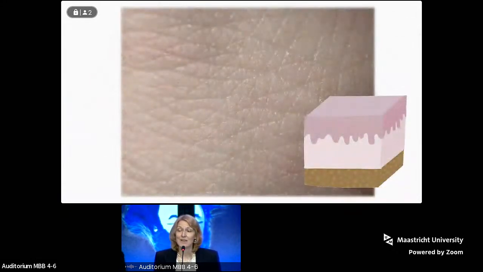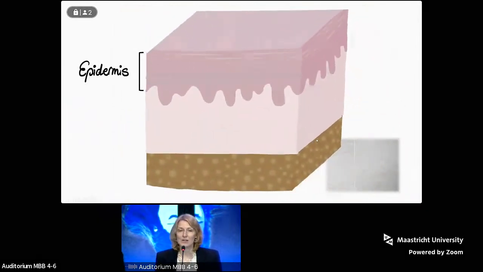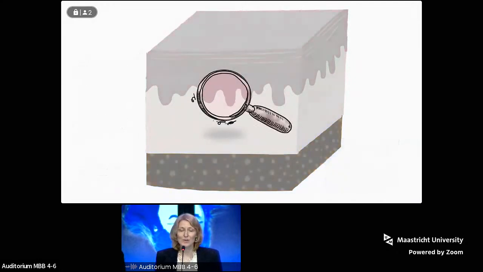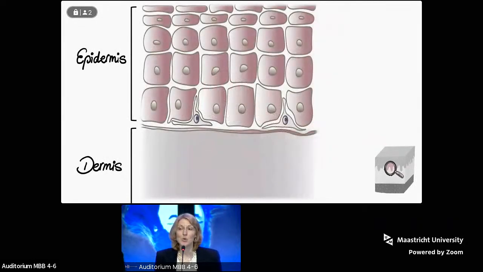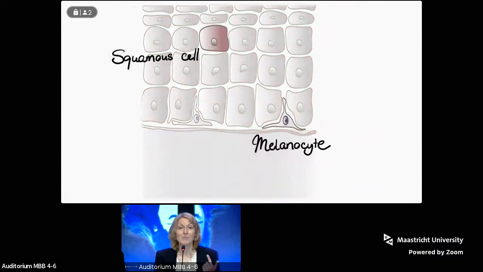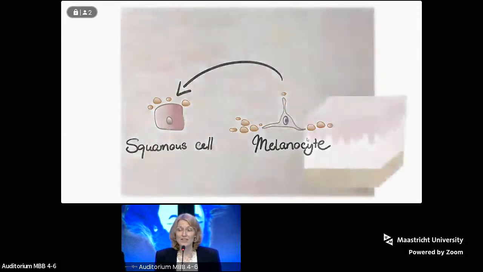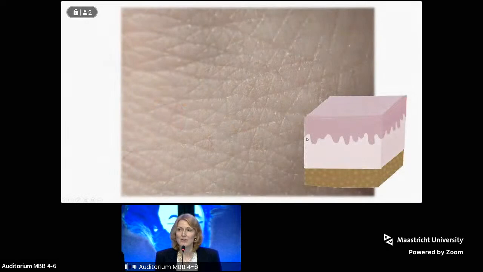This is the skin. And here you can see a cross-section of the skin with its layers. The top layer is called epidermis, followed by dermis. And at the bottom, you can see the fatty tissue, which is also called subcutis. A close look at the epidermis reveals two major cell types, which are squamous cells and melanocytes. Squamous cells lie closely together, thereby creating our skin barrier. Melanocytes produce pigment, which then deposits around the squamous cells to protect us against UV light. And this is also the reason why we get brown in the summer.